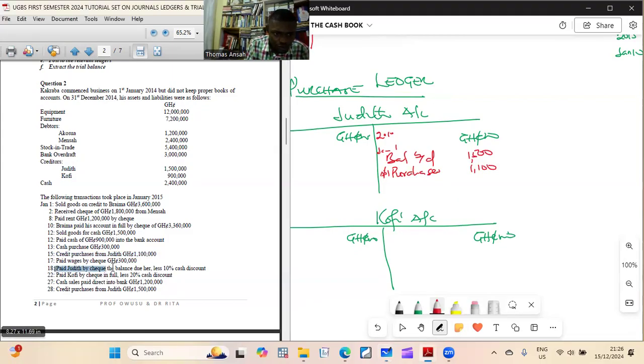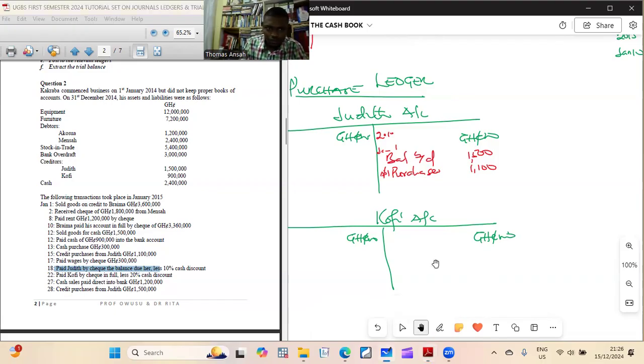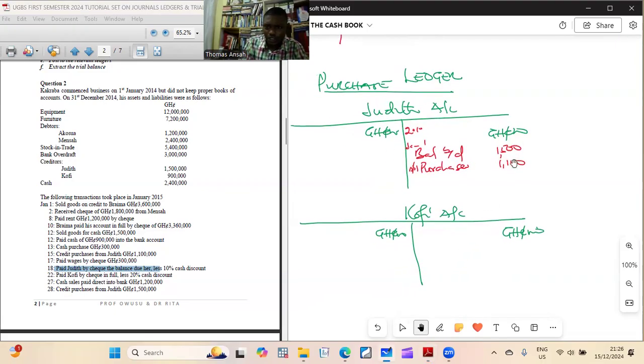Then he said, pay Judith by check the balance due her. That is why I did this. Because how much do we owe Judith? How much now? If you check, it is 1,005. We already owed her before the beginning of the year, and we have owed her an additional 1,001. So meaning that we owe Judith 2,500. But he said paid this one less 10% cash discount, which means that we are going to get a cash discount of 10%, which is 250. So if you take this one minus 250, then it means we are having 2,250.